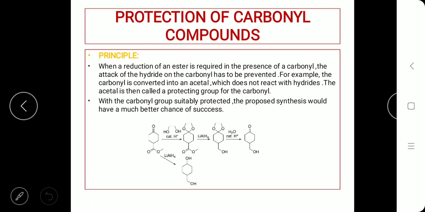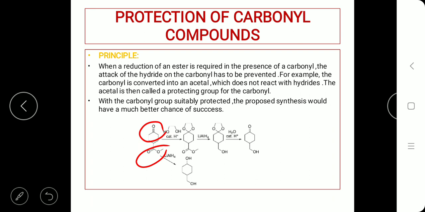So we know that when you compare a ketone and an ester, definitely the ketone is more reactive than the ester, because the carbonyl carbon of the ketone is more electrophilic in nature, whereas the carbonyl carbon of the ester is less electrophilic, being more nucleophilic in nature. This makes it possible for the ketone to react more easily than the ester.